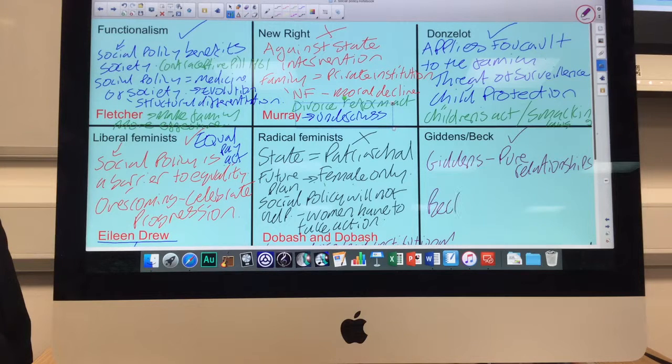Do you remember Beck? No. It's all right, don't worry about it. Go on, Nick. Is it about the increase of individualism? It's like a risk society, so people are not scared to end relationships. It's like negotiating them. That's what we're after. Thank you.